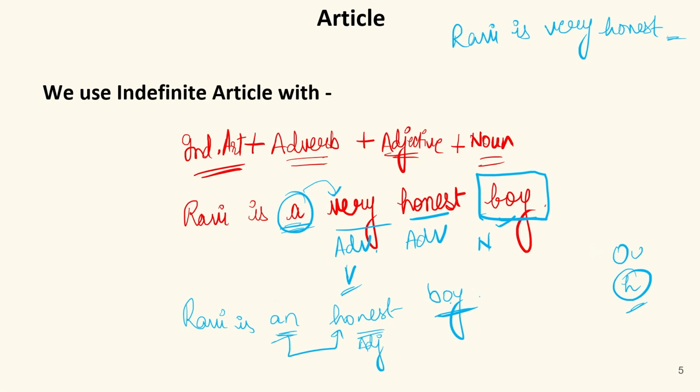But if I remove this boy from here, so Ravi is honest, not an honest. If I remove this honest also, suppose I write the sentence Ravi is a student. So the noun is there. There is no adjective, there is no adverb. Still we are using a just because of this noun. So only a noun is mandatory to place an indefinite article before it. But if the sequence is like adverb, adjective, noun, then also it should be preceded by an article.